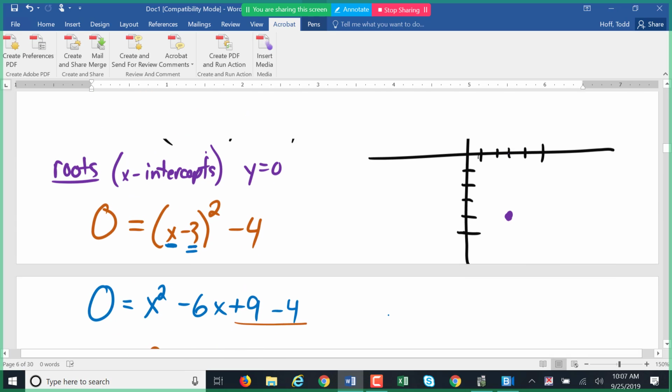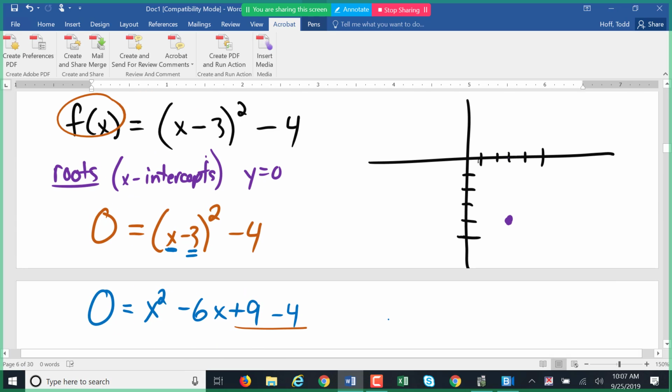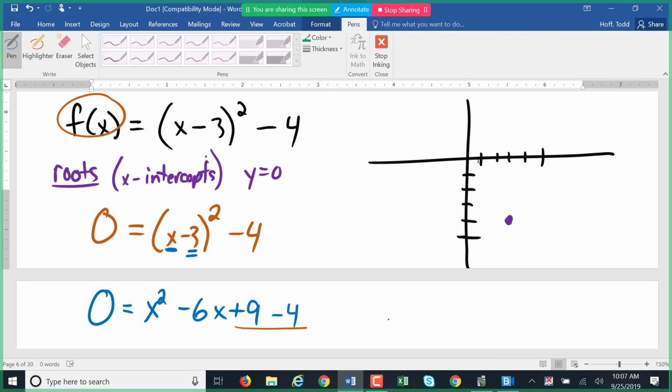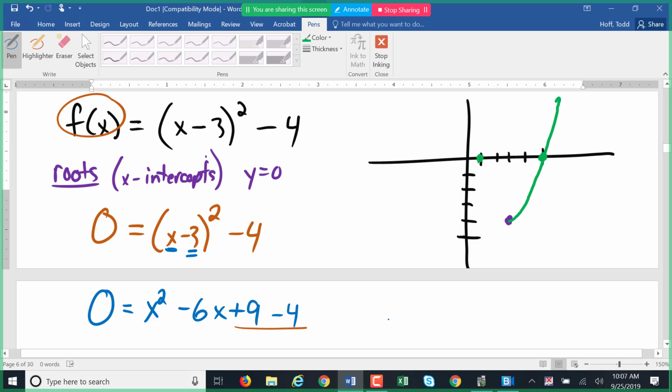So up here on our graph, at 5 on the x-axis and at 1 on the x-axis gives us our roots. So that helps us to define the width of our parabola. Rather than using that slope, we can use the x-intercepts or the roots. Any questions so far?